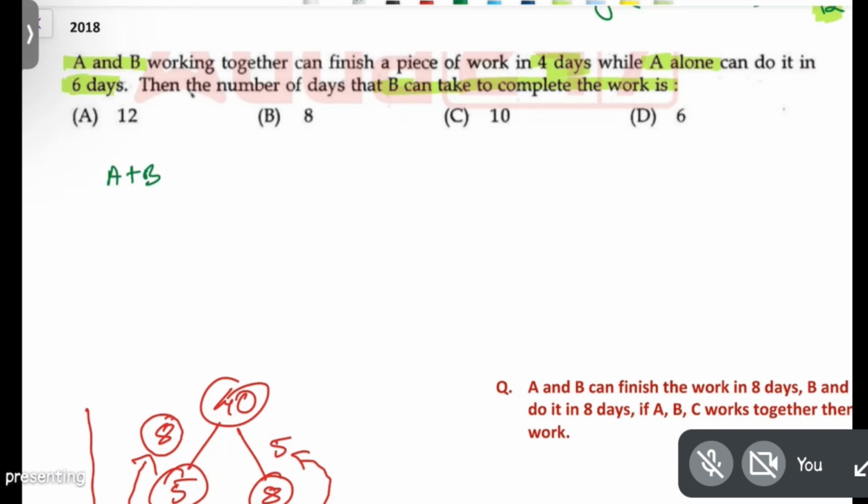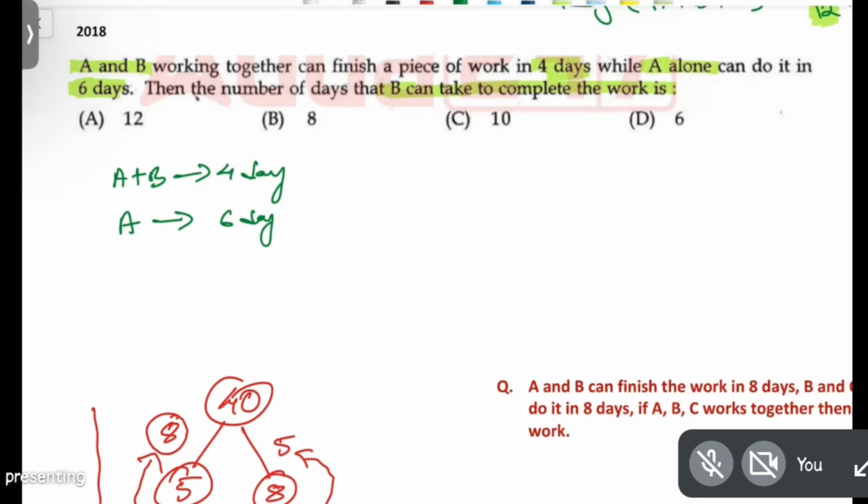A and B together can finish a work in 4 days, and A alone can finish a work in 6 days. So if we are to go by this logical approach, A plus B, or let me just go by the formula approach first. Yeah, let's go by formula approach. By formula approach, I'll use this one as X and this one is Y. So by the formula, what do we have? X, Y divided by X minus Y.